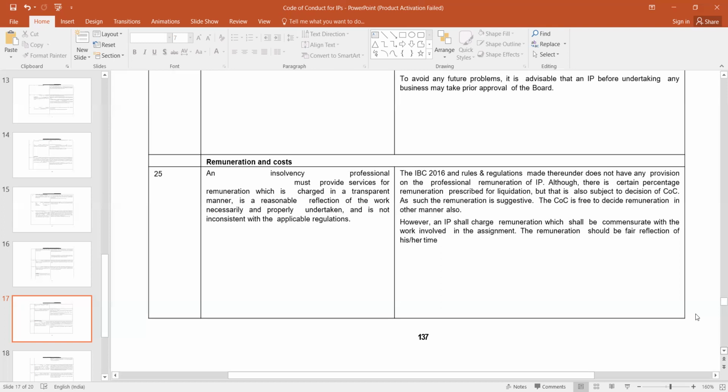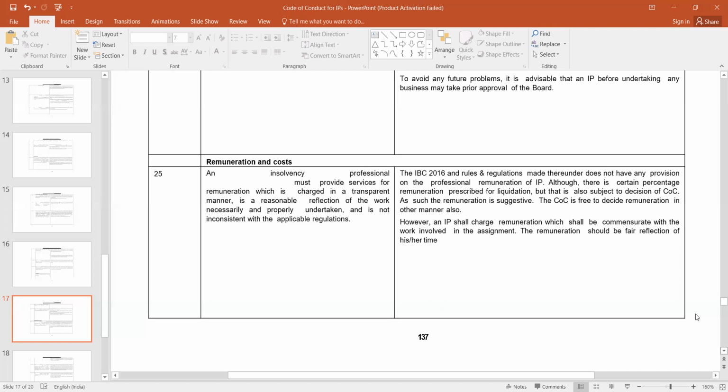Professional remuneration is nowhere written, ठीक है ना, and it cannot be, because different businesses have different needs. Although a certain percentage of remuneration is prescribed for liquidation, that is also subject to the decision of the COC, ठीक है ना. So as such the remuneration is suggestive. The COC is free to decide the remuneration in other manners also.